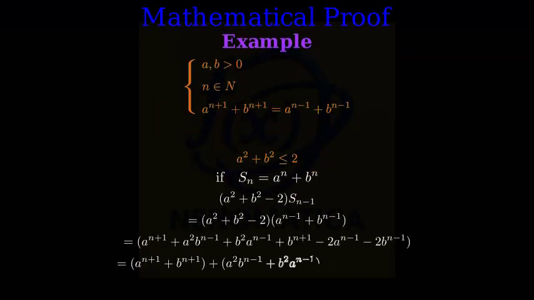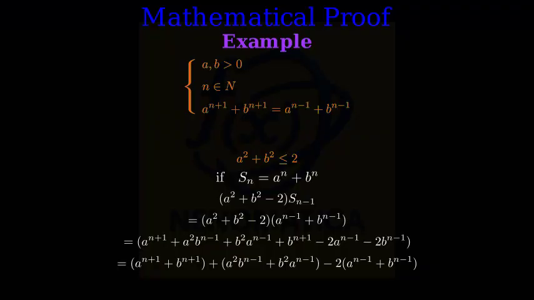We get a to the power n plus 1 plus b to the power n plus 1 plus a squared b to the power n minus 1 plus b squared a to the power n minus 1 minus 2 times a to the power n minus 1 plus b to the power n minus 1.